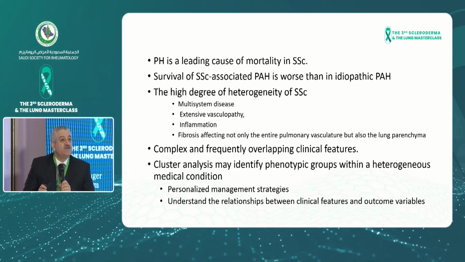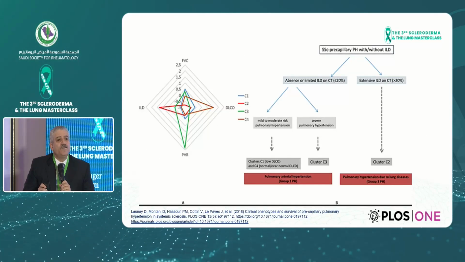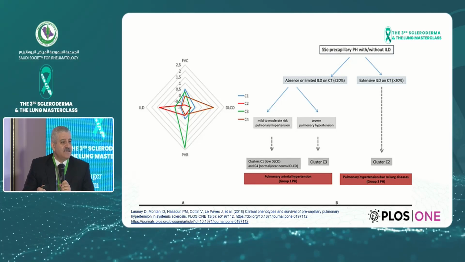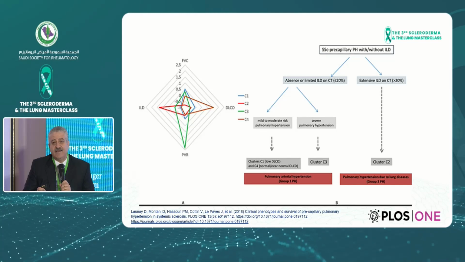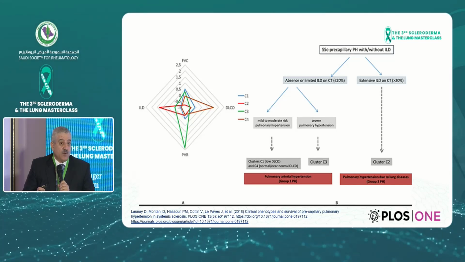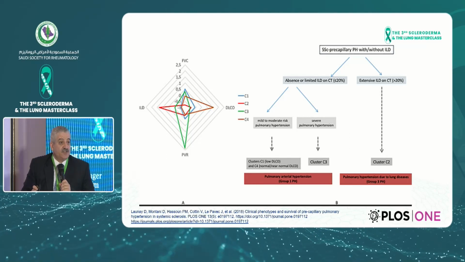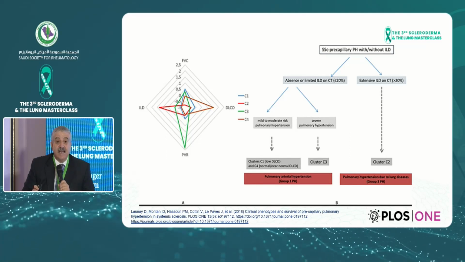It's complex, and people try to see who tends to do better and worse. The cluster analysis was confirmed in multiple studies. This is the first one, a collaboration between France and the US. They found some groups of people, like the ones who have very bad lung disease, interstitial lung disease. They tend to do the worst, and this is cluster 2.